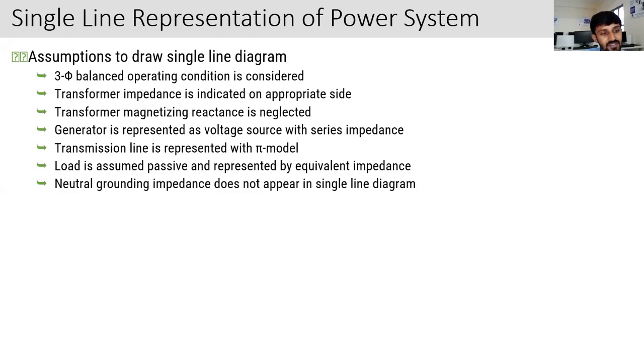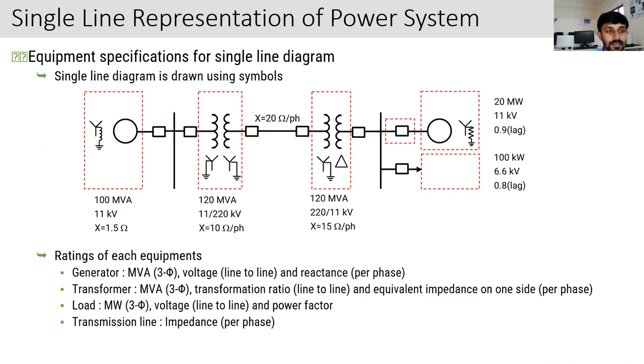And the last one is that the neutral grounding impedance does not appear in the single line diagram. As in the last lecture, the neutral grounding impedance does not matter here. Whenever we work with neutral grounding, for example reactance grounding, we denote it here, for example X equal to 1.5.